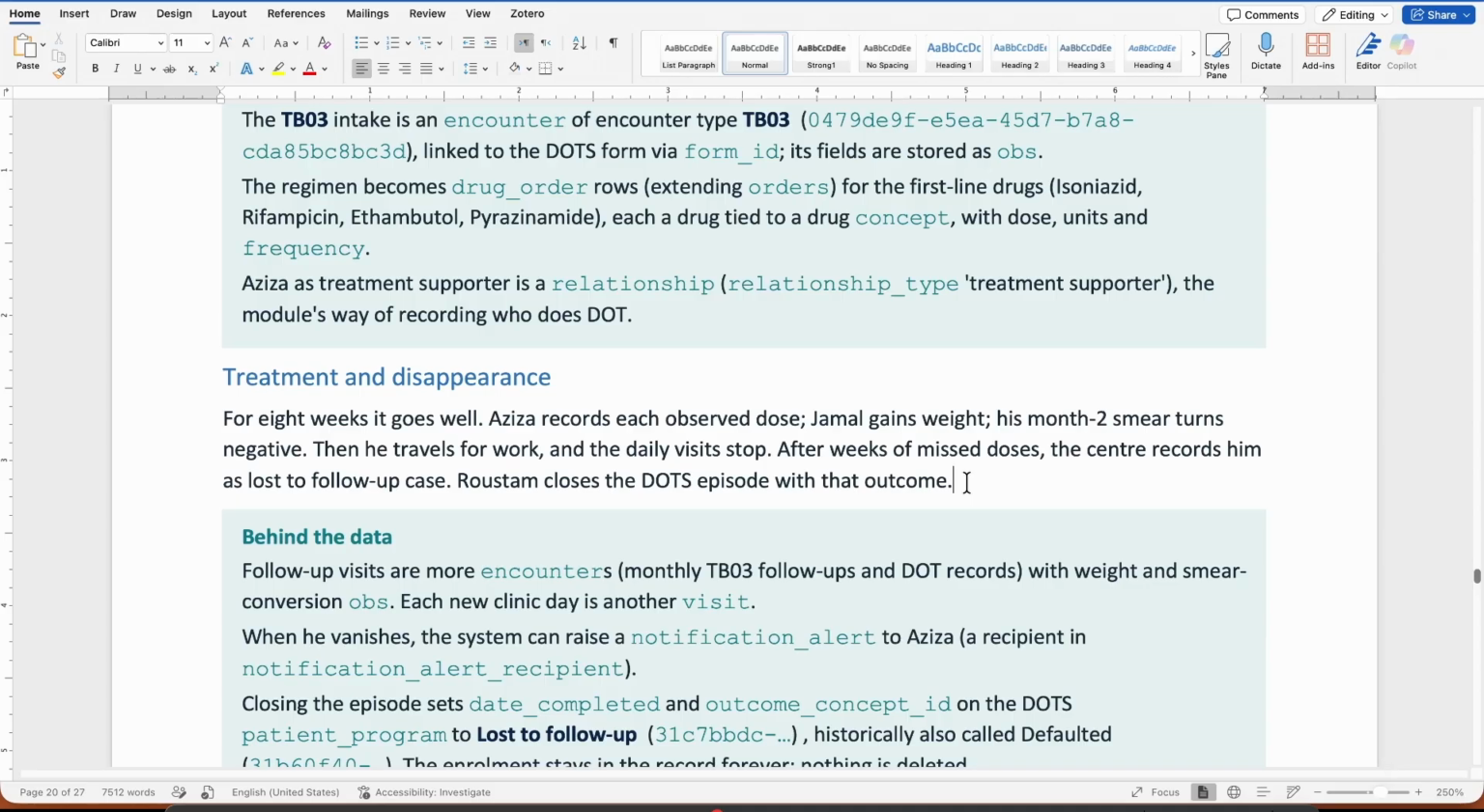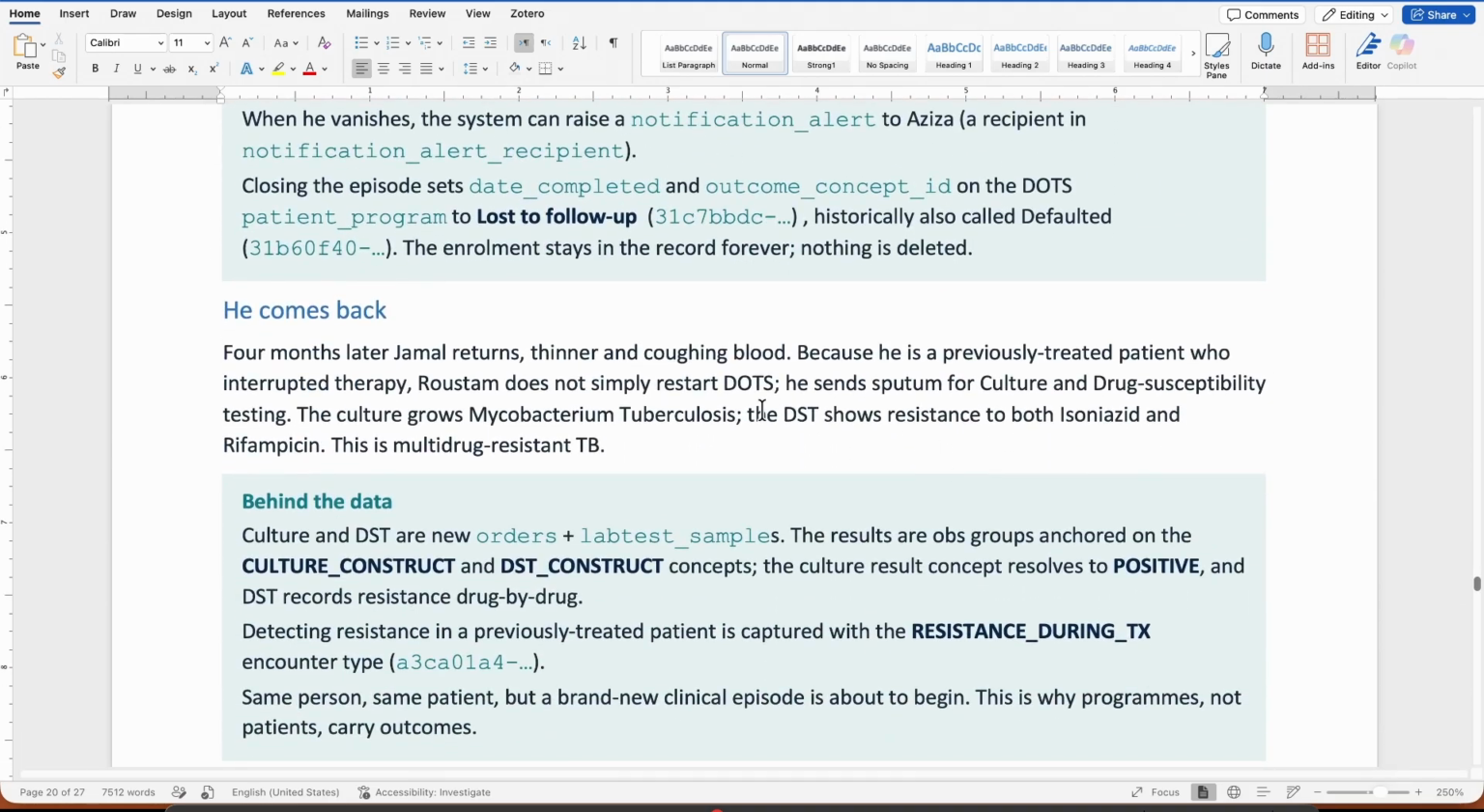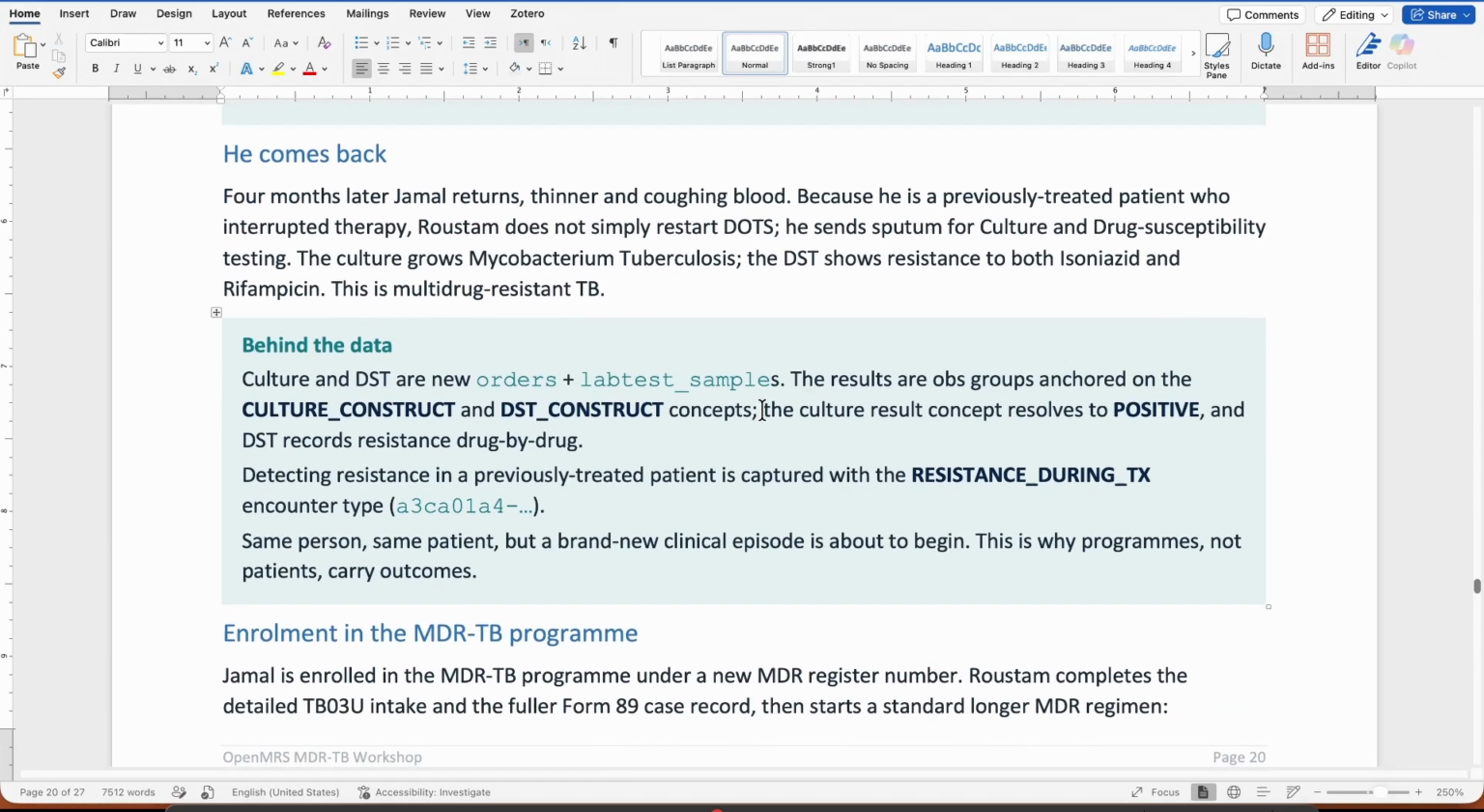After 2 months, Jamal traveled somewhere and stopped visiting. While he stopped visiting, he also missed his doses. He was recorded as a lost to follow-up case, and the case was closed. But then he returns. 4 months after that, he returns with a severe condition. He's lost weight. He's coughing blood now. Hemoptysis, the medical term for it. He was previously treated with first-line drugs, and now he has developed resistance. So he gets enrolled again.